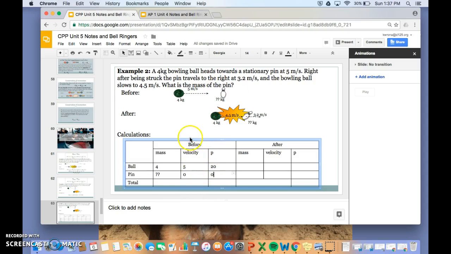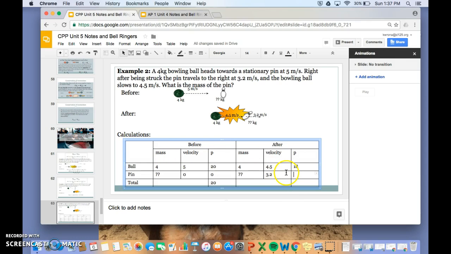Now what we want to do is solve for the total momentum before. So we would just add these two together and get 20. Now after the collision, the ball still has a mass of 4, and it's moving at 4.5 meters per second. So to find the momentum, we do 4 times 4.5, and you get 18. The mass of the bowling pin, we still don't know, but its final velocity is 3.2. And so I don't know its final momentum.